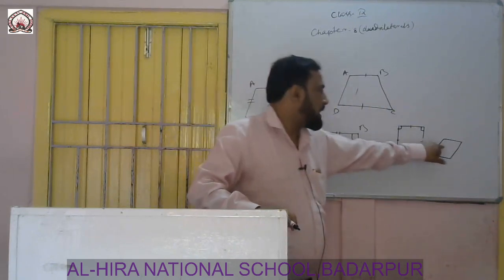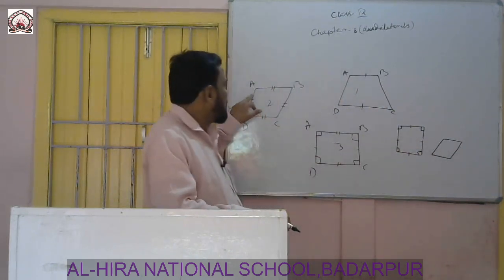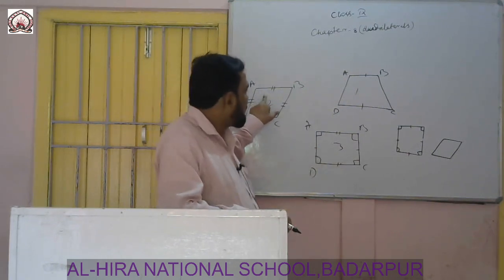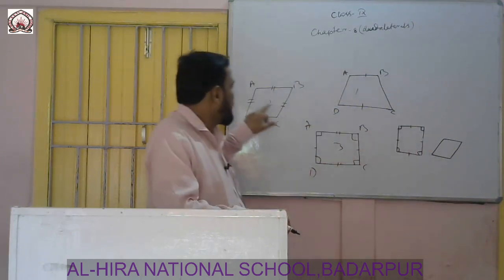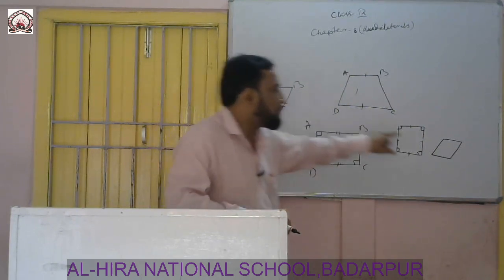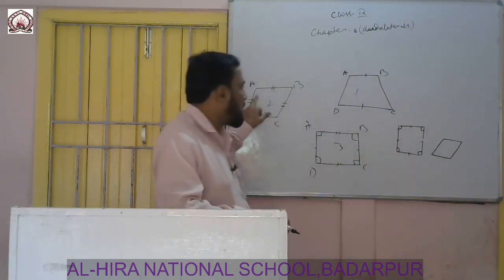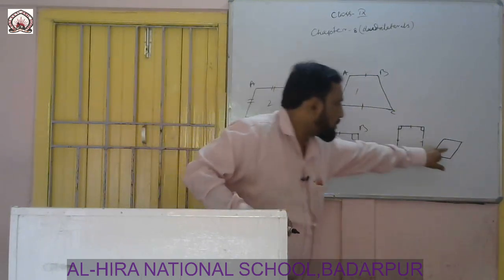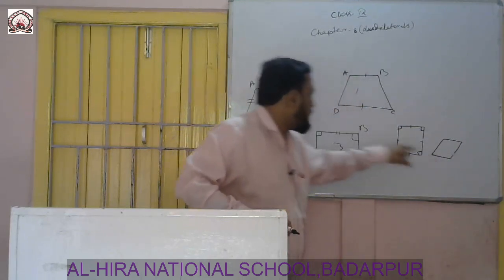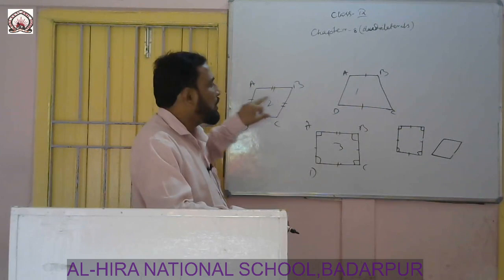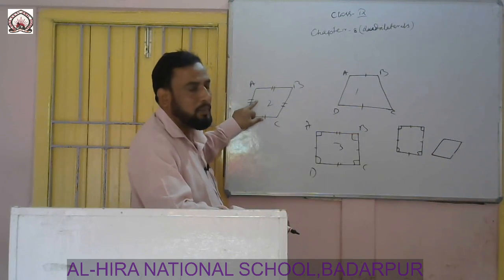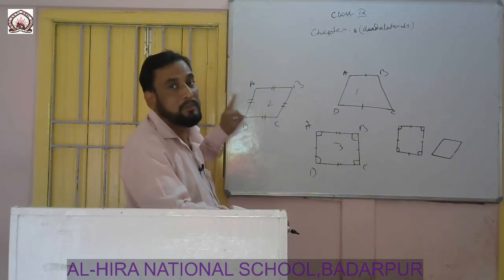So they have some similarity, and the rectangle and parallelogram also have some similarity. Parallelogram and rhombus have some similarity. All rhombuses are parallelograms, but all parallelograms are not rhombuses. Here also all the sides are equal, and opposite sides are equal and parallel. So all rhombuses are parallelograms, but not all parallelograms are rhombuses. In a rhombus, all the sides must be equal.